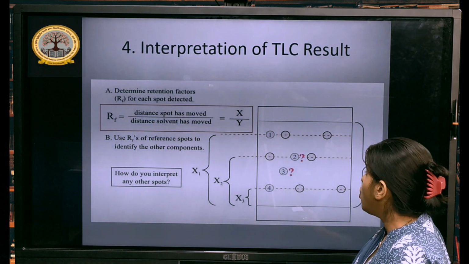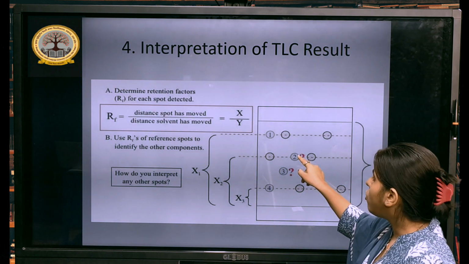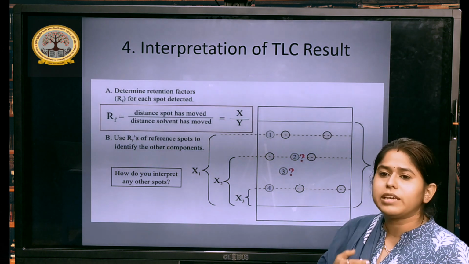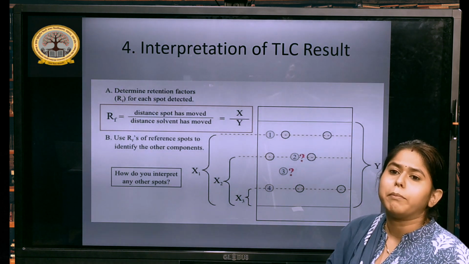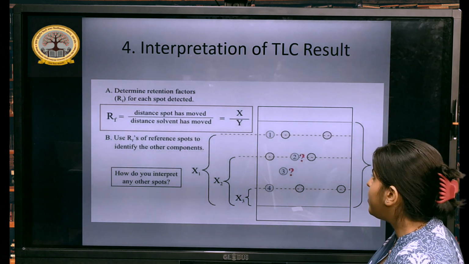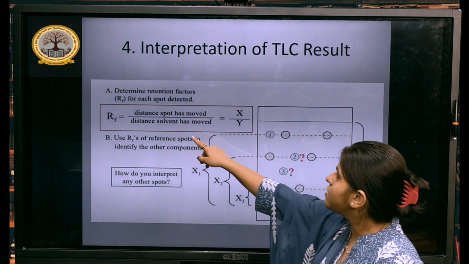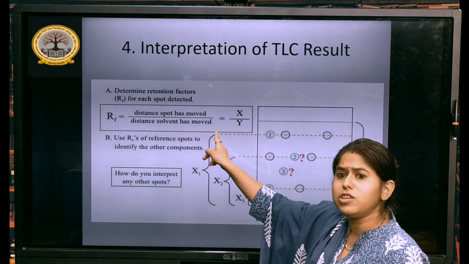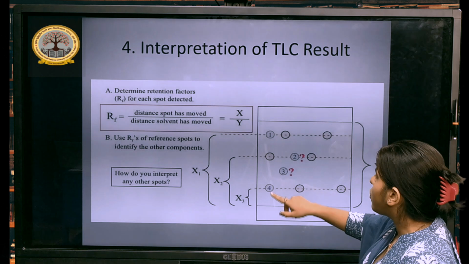I want to know what the characteristics of these samples are. So we determine the characteristic of a sample by knowing the retention factor. What is retention factor? Rf. We calculate it as the distance moved by the spot divided by the distance moved by the solvent. How can we calculate it?